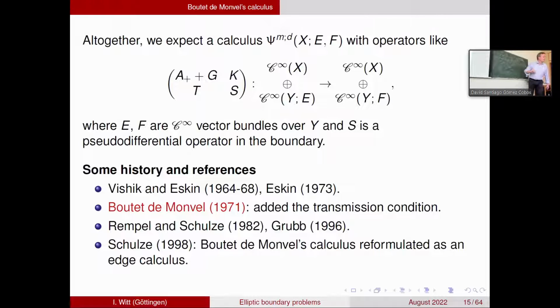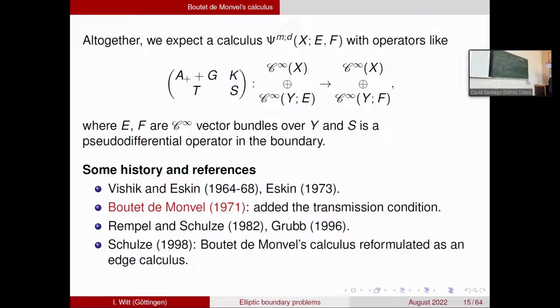Sorry, yes. T is the trace operator. T goes from here to here, and K goes from here to here, from the boundary into the domain. And S goes from here to here, into the boundary. And the E and F are there because you can have more than one boundary. I should have said that. We discussed that. Sorry.